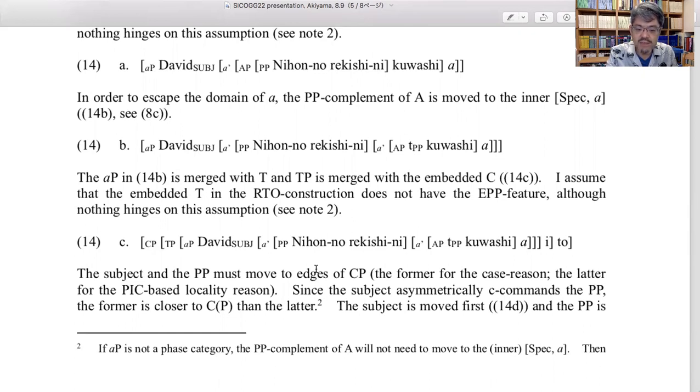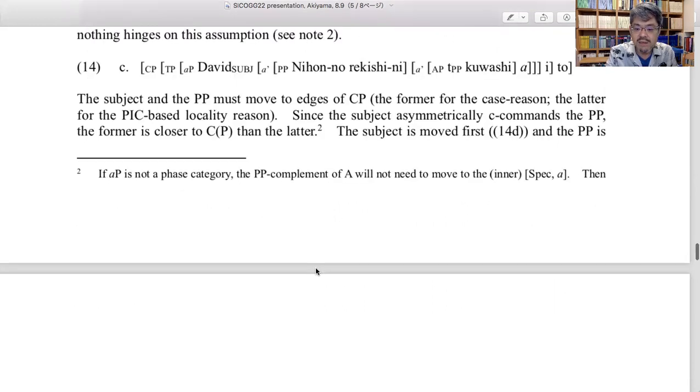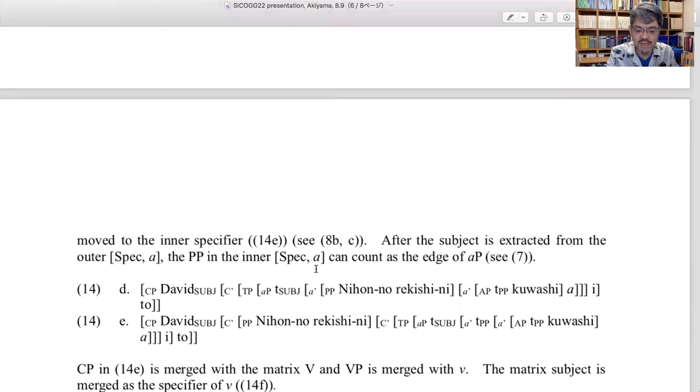I assume that the embedded T in the RTO construction does not have the EPP feature, although nothing hinges on this assumption. The subject and the PP must move to the edges of CP, the former for the case reason, the latter for the PIC-based locality reason. Since the subject asymmetrically c-commands the PP, the subject is closer to CP than the PP. The subject is moved first, as in 14d, and the PP is moved to the inner specifier, as in 14e.